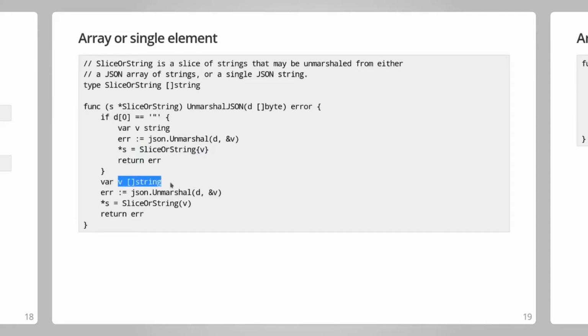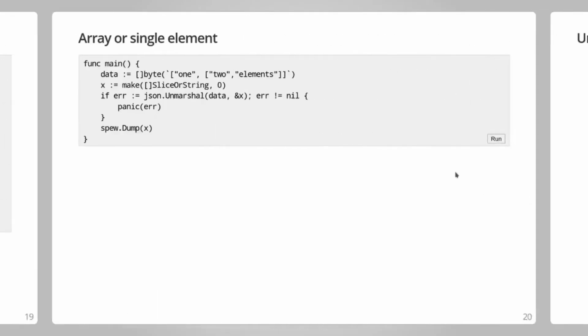If the first character is not a string, then presumably I have an array, in which case I have a temporary slice variable. I unmarshal to that, and then I set the receiver to that value. And once again, if I receive an error, I return that error. So if I were to receive an object or a number or something other than a string or an array, then this would behave accordingly.